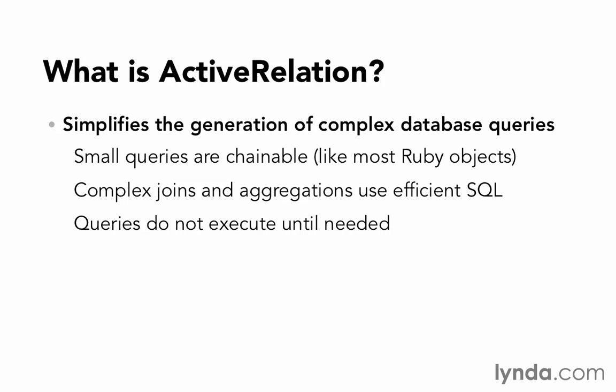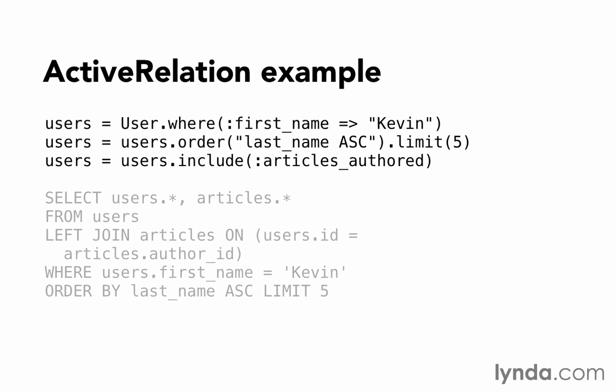Let me give you an example to show how simple it is to construct queries using active relation. We'll talk more about the query syntax later in this chapter, but this will at least give you a taste for it. First, I'm going to find all users where the first name is equal to Kevin. In the second line, I'm going to add to that query. I'm going to say that the query should also be ordered by the last name, and the results should be limited to just 5. Then in the third line, I'm going to include the articles that were authored by this user in those search returns.